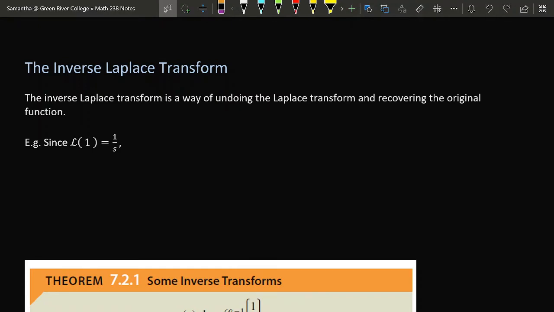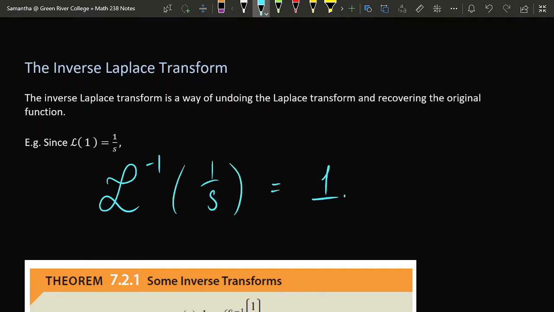For example, someone says that the Laplace transform of the function 1 is equal to the function 1 divided by s. This would be equivalent to saying that the inverse of the Laplace transform, represented by the script L and a -1, of 1 over s would bring us back to the function 1. If I undo the Laplace transform, if I apply the inverse of the Laplace transform to 1 over s, then I get back the function 1.